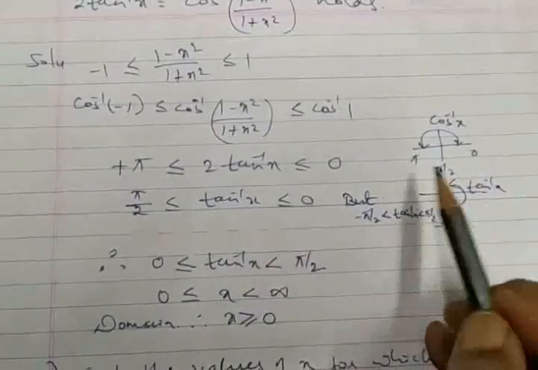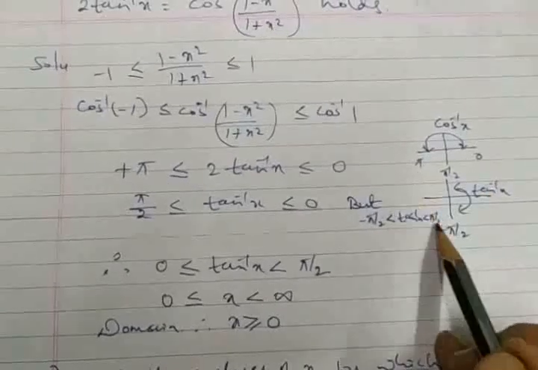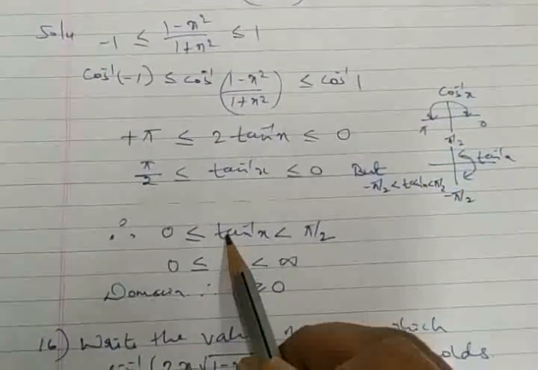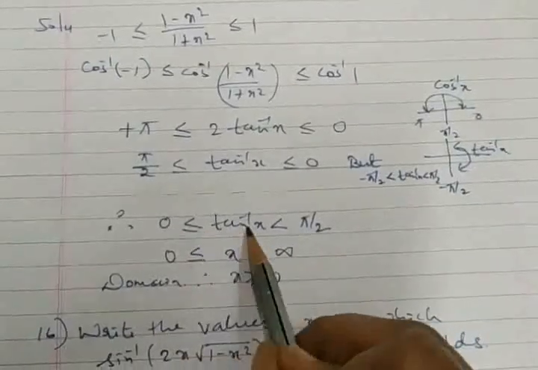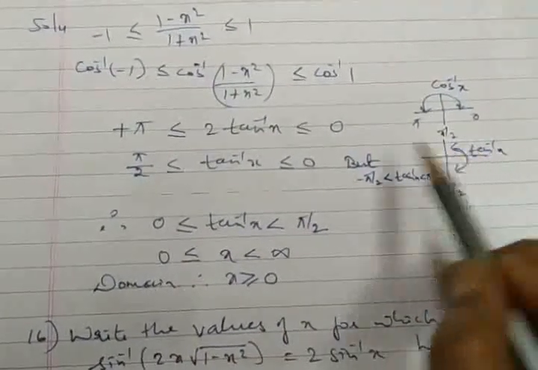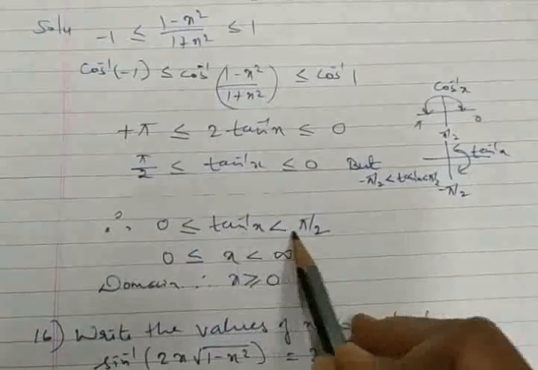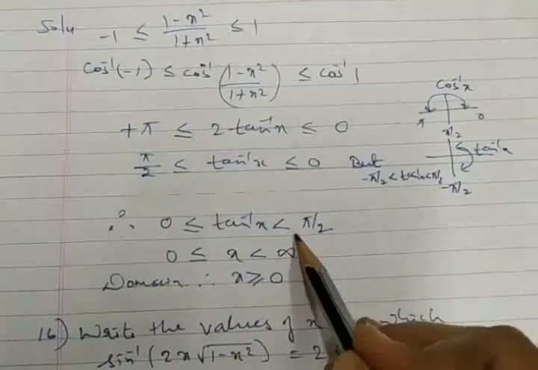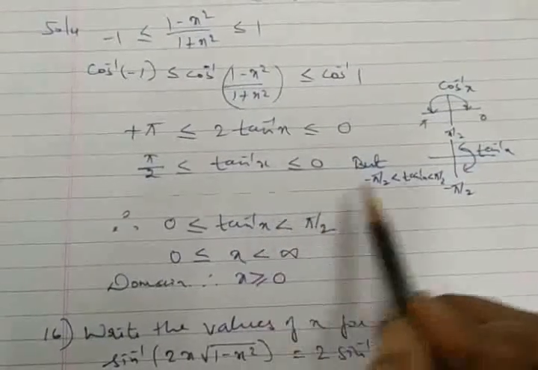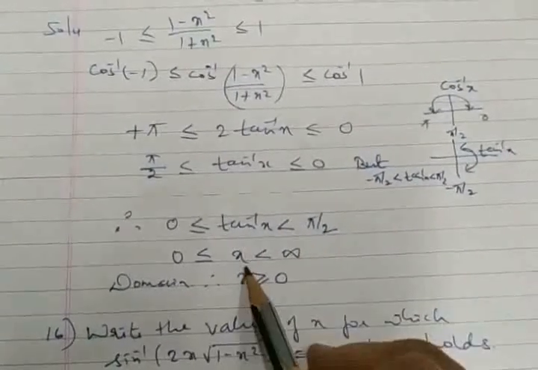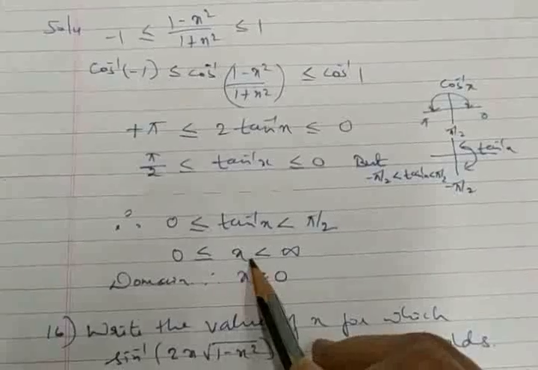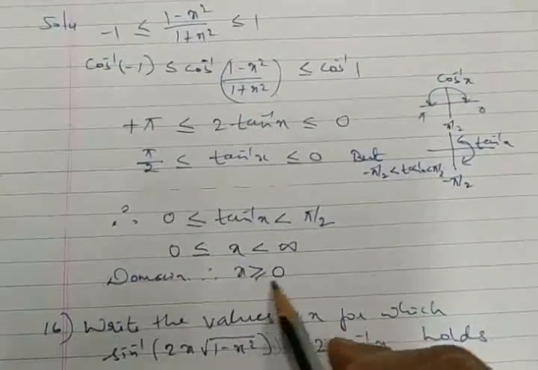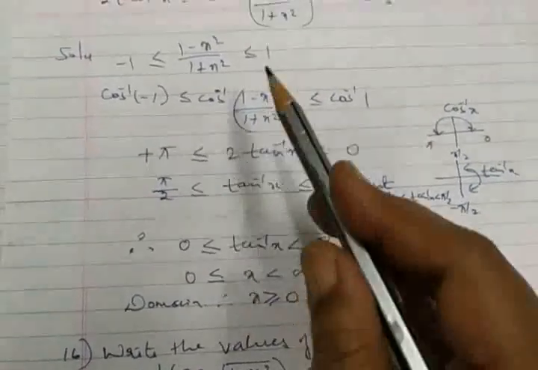Clockwise and anti-clockwise directions are considered. In the anti-clockwise direction it is positive. In the clockwise direction it is negative. So I balance it here by saying 0 less than or equal to tan inverse x between 0 and 90. Common domain. Sign has been balanced. Less than pi by 2 I have taken because tan inverse x is an open interval. And therefore I come to the conclusion that 0 is less than or equal to x less than infinity. So x should be greater than or equal to 0. This should be the domain for this relation.